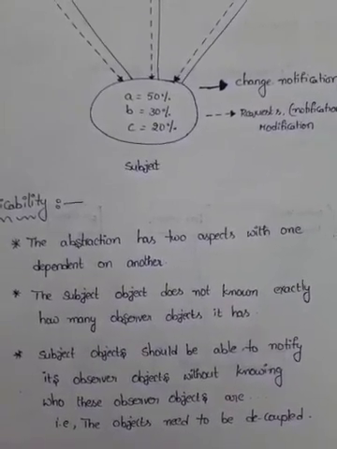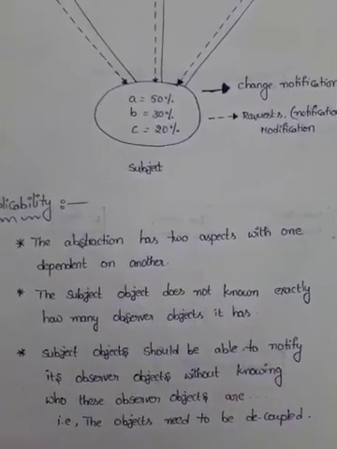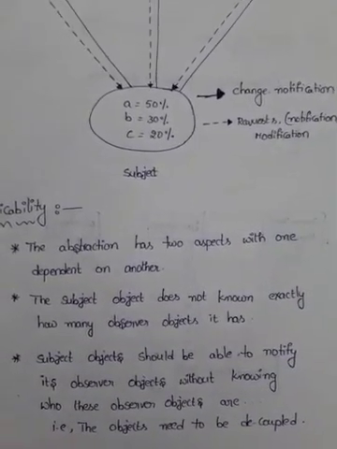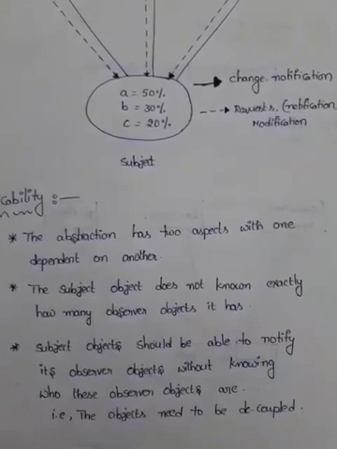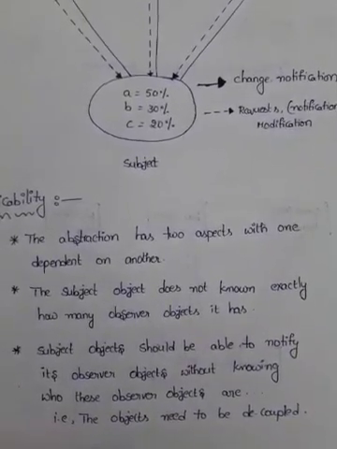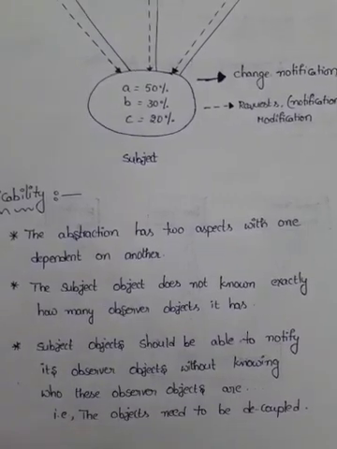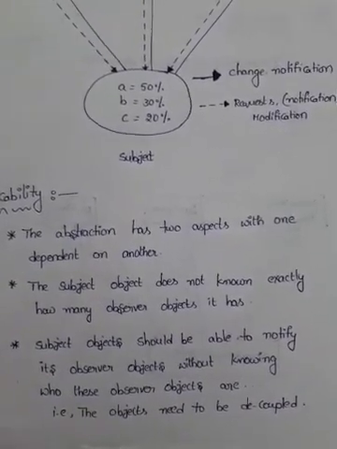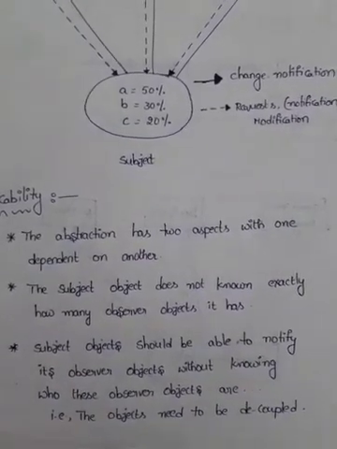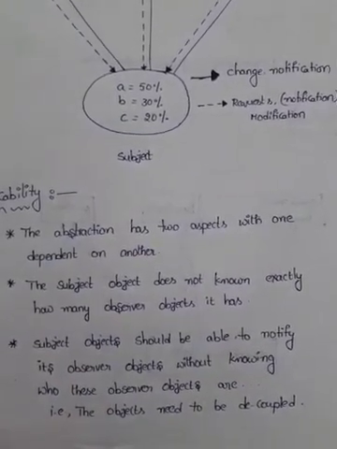And the next applicability is when the subject object doesn't know exactly how many observer objects it has. That means when a change to one object requires changing others, and you don't know how many objects need to be changed. In such a situation also we are going to use this observer pattern.